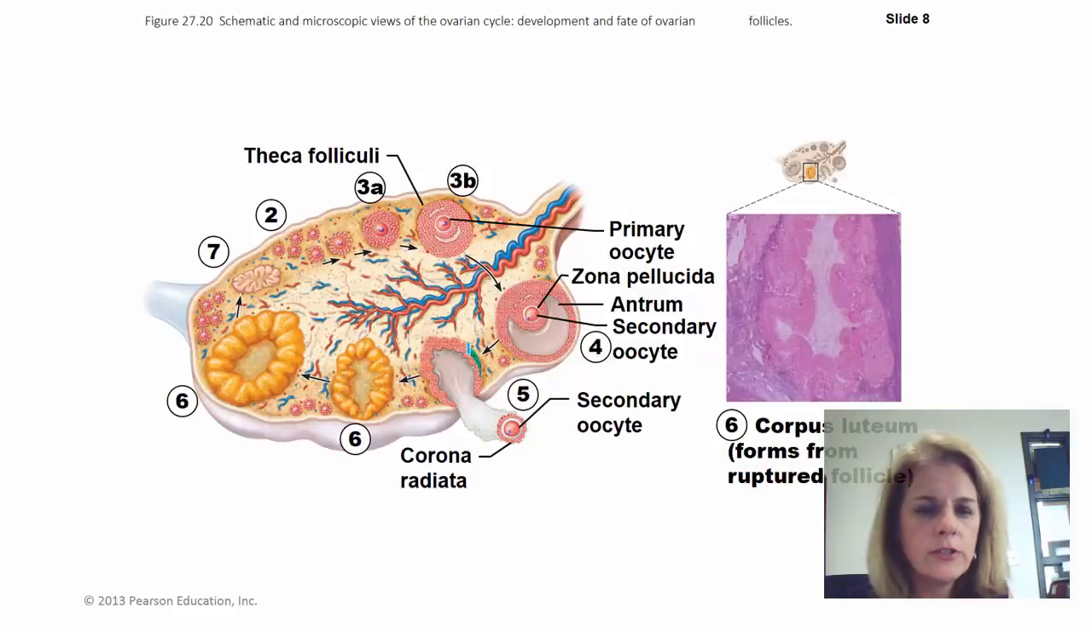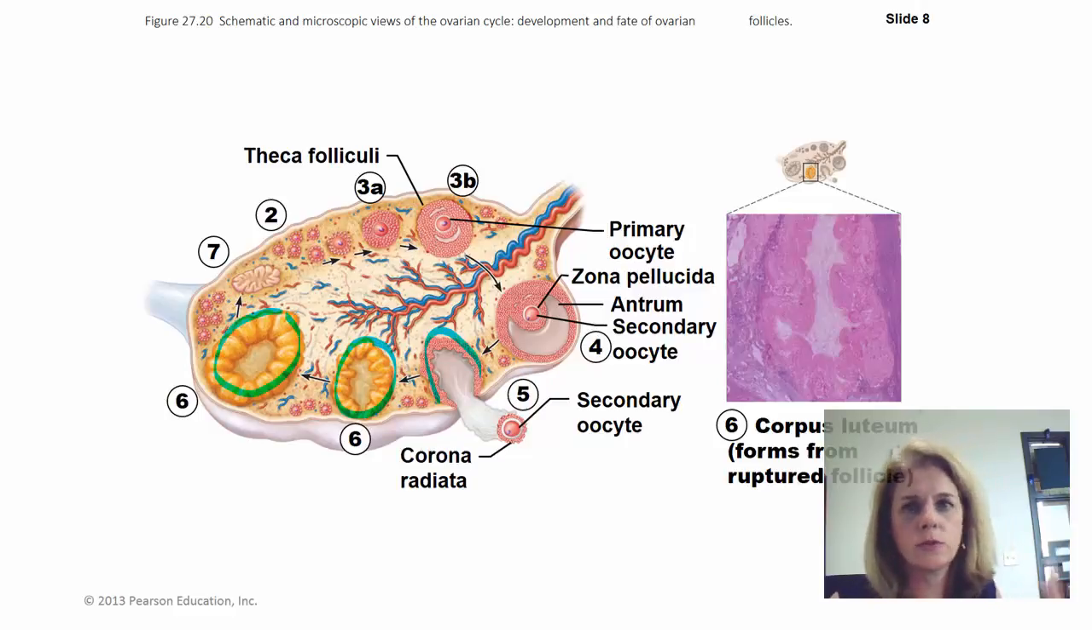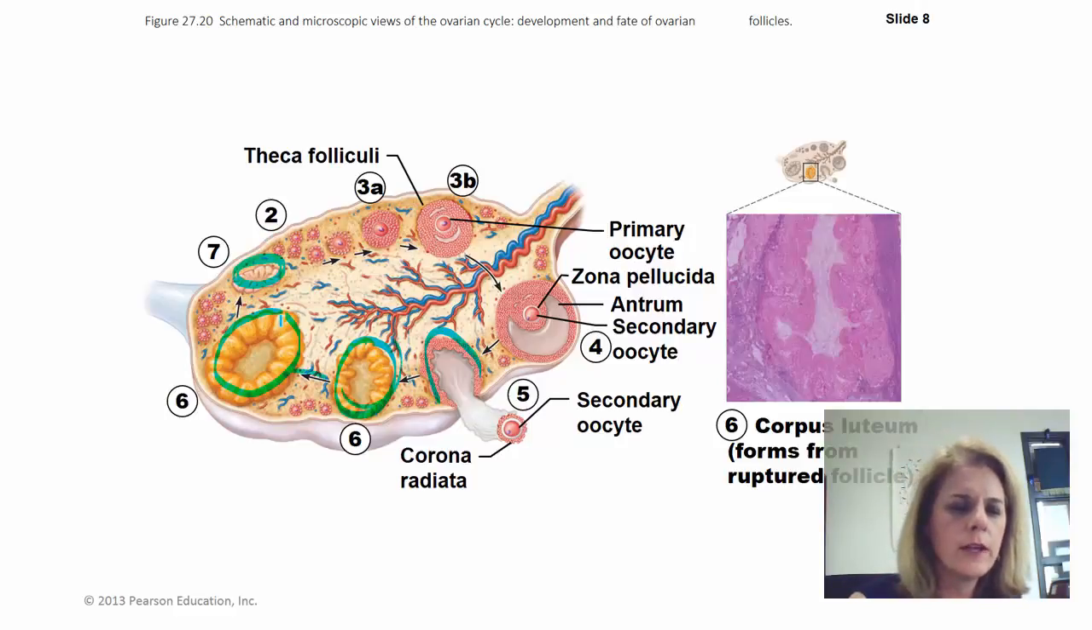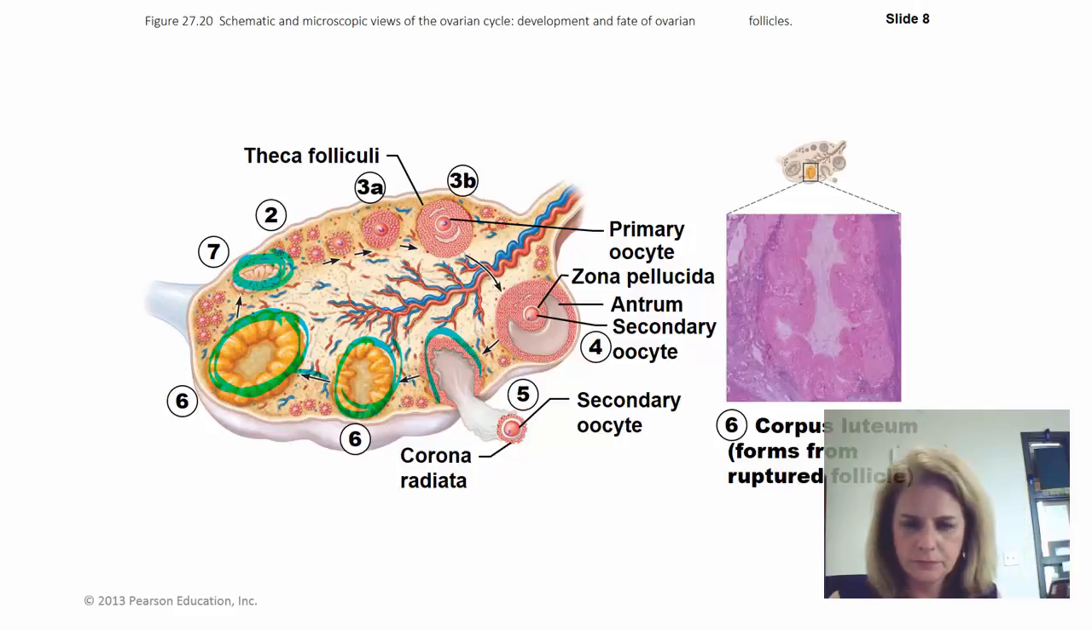So here's ovulation. Here is the corpus luteum. Here is a fully formed corpus luteum. Maybe you've got a pregnancy, so it's really ramping up and churning out those hormones. And then if there is no pregnancy, it'll degenerate, and you'll get this corpus albicans, or this scar tissue. So here's my corpus luteum forming into a larger corpus luteum and then degenerating into a corpus albicans. And that's it. So that is the ovarian cycle.